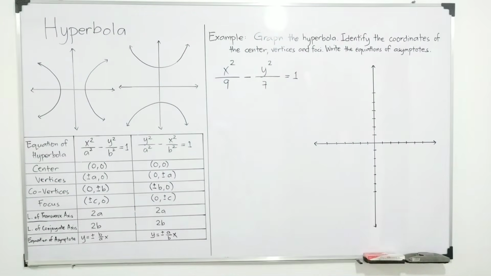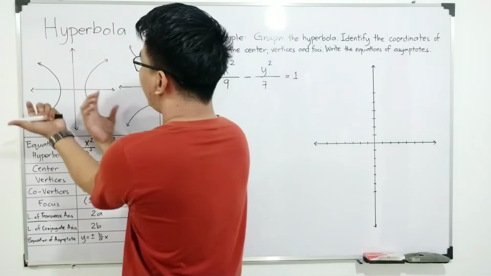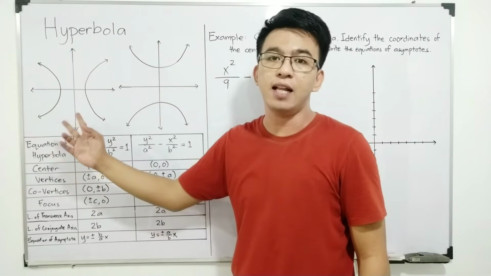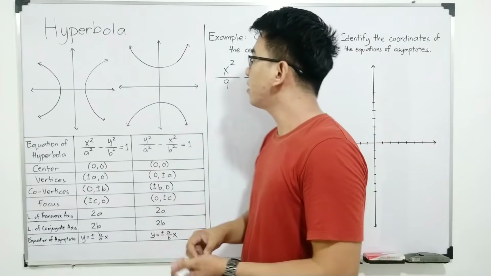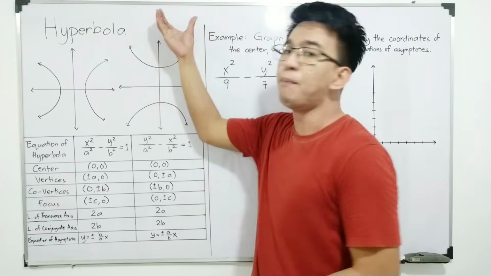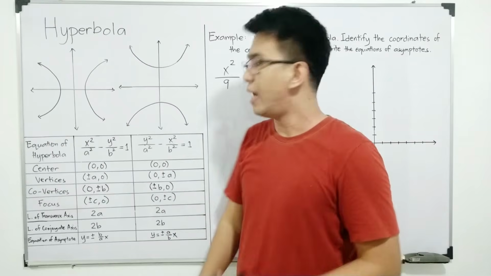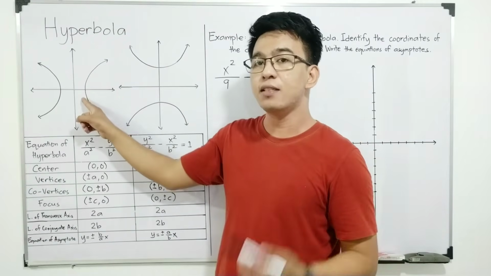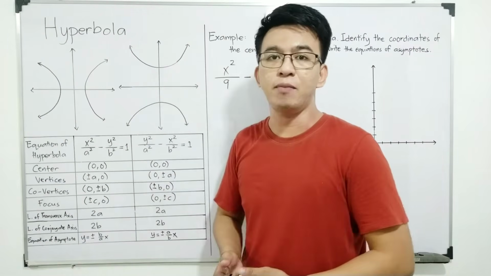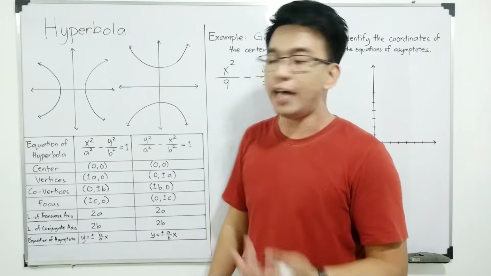Now, for the first graph, guys, the opening of the hyperbola is on the left and right. And this one is a horizontal hyperbola. Next, this one is a vertical hyperbola wherein the opening is upward or downward o kaya nasa y-axis ang kanilang opening. Again, this one is a horizontal. This is a vertical hyperbola. And later on, we will try to talk about different parts of the hyperbola.